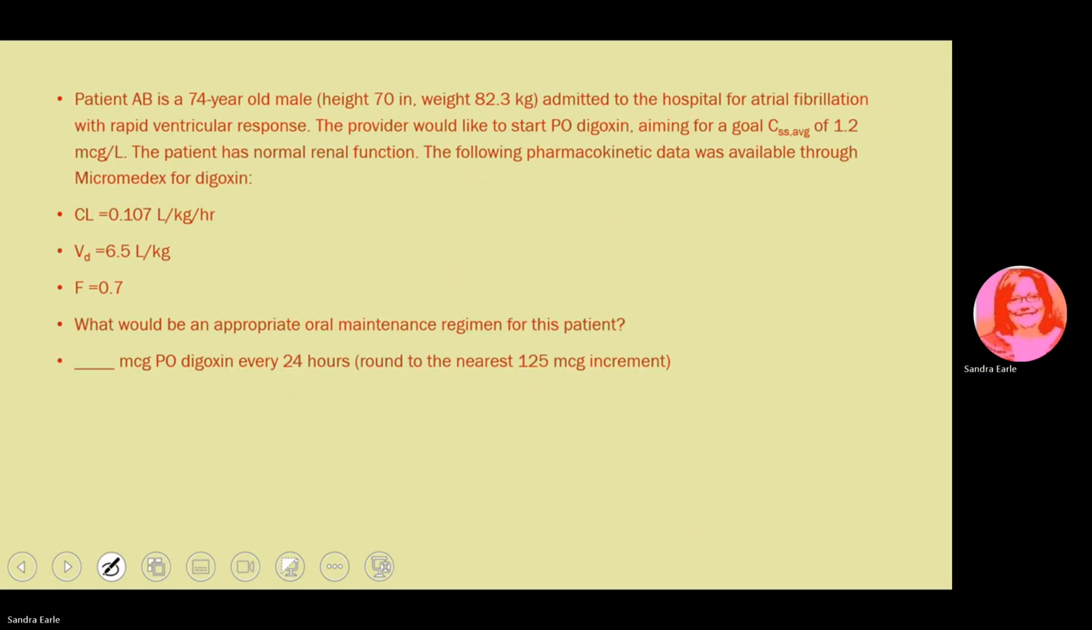All right. Question 4. So here we have a patient that's admitted for atrial fibrillation with a rapid ventricular response. We're going to start them on PO digoxin, with a goal of 1.2 micrograms per liter. The patient has normal renal function. Okay, so what would be an appropriate oral maintenance dose for this patient?